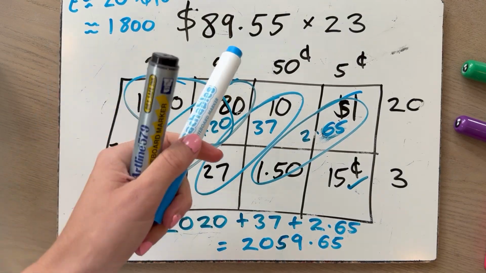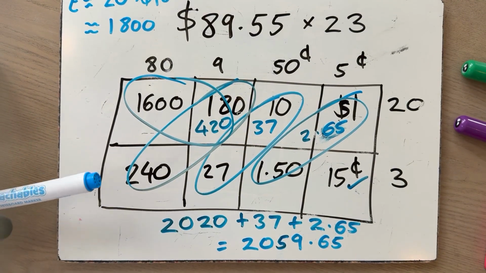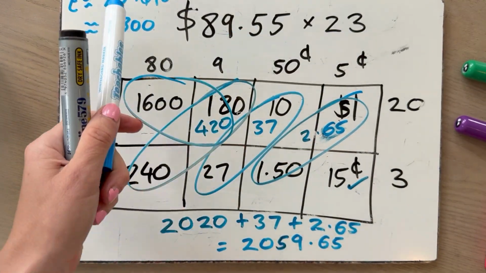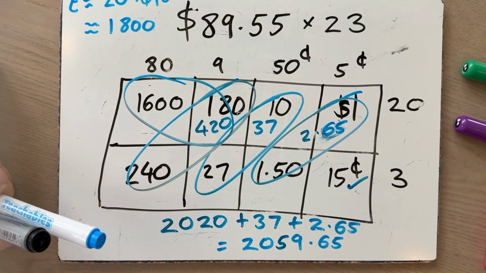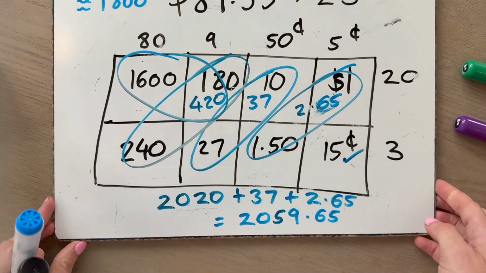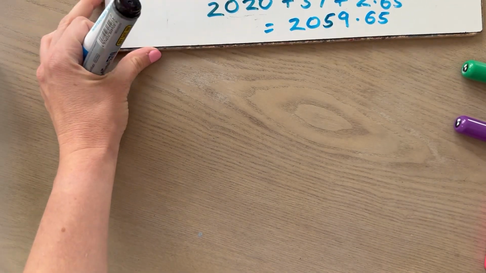We're expecting about $270 more, 3 groups of 90 more than our estimate. So it looks like it could be right, but let's check it using the lattice. So $2,059.65 is parked there. Let's check it here.